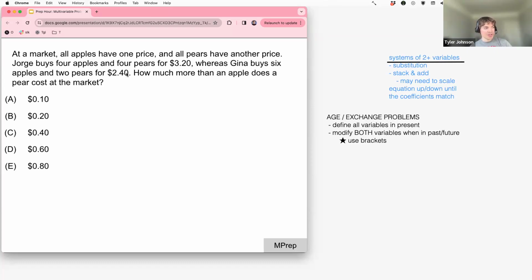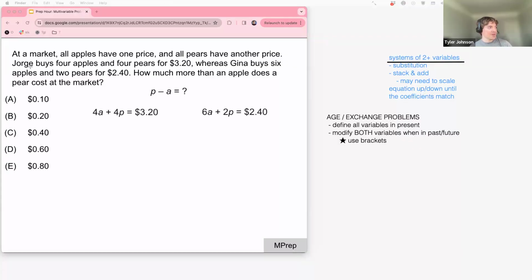Notice that our ultimate goal in this problem, how much more than an apple does a pear cost? So it's not just a single apple or a single pear, it's the difference between them that I'm trying to solve for. And if I translate my information, Jorge buys 4 of each for $3.20. Gina is going to get 6 apples and 2 pears for $2.40. And here, I think it would be kind of painful to solve either one of those out for a single variable. So what I'm leaning towards is that stack and add approach.